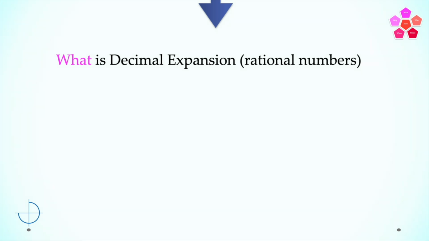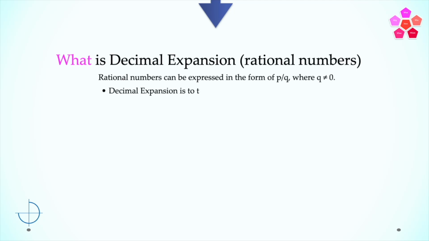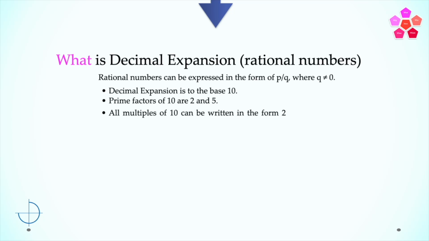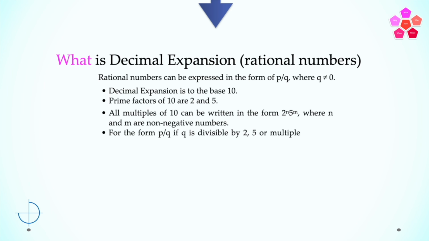As we know, rational numbers can be expressed in the form of p by q, where q is not equal to 0. So decimal expansion is to the base of 10. Prime factors of 10 are 2 and 5. All multiples of 10 can be written in the form of 2 raised to the power of n into 5 raised to the power of m, where n and m are non-negative numbers. For the form p by q, if q is divisible by 2, 5 or multiples of both, then the decimal expansion is terminating.